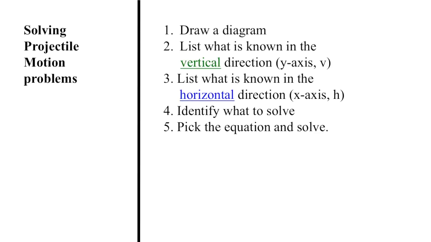The first step is to draw a diagram. This will help you to visualize what is happening in your situation. Step 2 is to list what you know that is in the vertical direction, which is also the y-axis, also known as v, denoted as v for vertical.